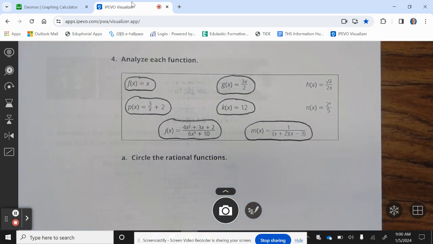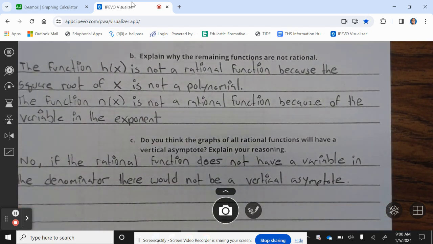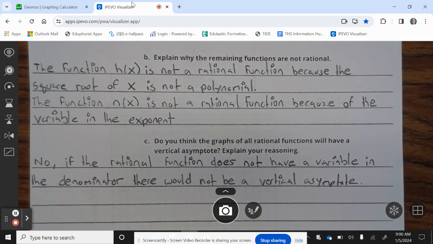Analyze each function. A. Circle the rational functions. B. Explain why the remaining functions are not rational. The function h of x is not a rational function because the square root of x is not a polynomial. The function n of x is not a rational function because of the variable in the exponent. C. Do you think the graphs of all rational functions will have a vertical asymptote? Explain your reasoning. Note, if the rational function does not have a variable in the denominator, there would not be a vertical asymptote. Let's take a look at the next page.